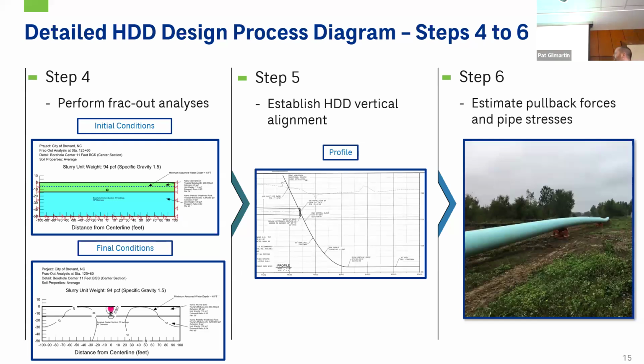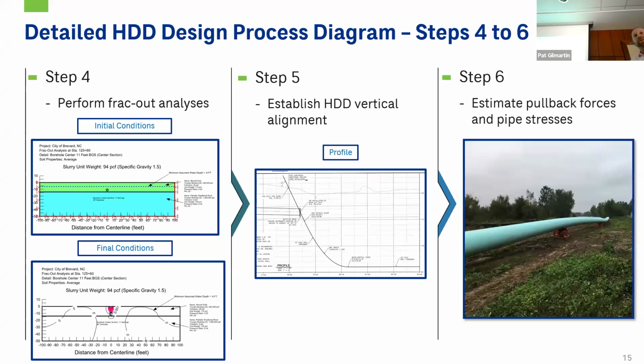And then finally, for your pullback forces and pipe stresses, the last portion of this is once you have your alignment set, you make sure that the forces that you're pulling, where you're getting drag from the drilling fluid within the borehole, aren't going to exceed the pipe's capability to resist those, so that the pipe won't pull apart. Obviously, on your shorter drills, on the order of 1,500 feet or less, that's usually not a concern.